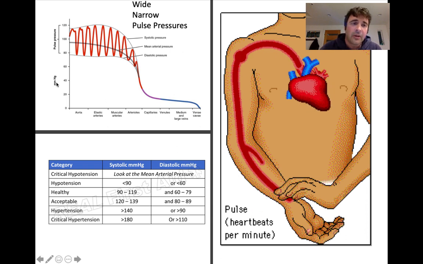If we look at this pulse pressure over here, we get our systolic pressure and our diastolic pressure. The difference between systolic and diastolic, in this case 120 and 80, is 40. That's our pulse pressure: systolic minus diastolic. A wide pulse pressure is one in which the systolic is much higher than the diastolic. A narrow pulse pressure is one in which the systolic and the diastolic are very close to one another, meaning they don't differ by much. An average pulse pressure is about 40 millimeters of mercury.